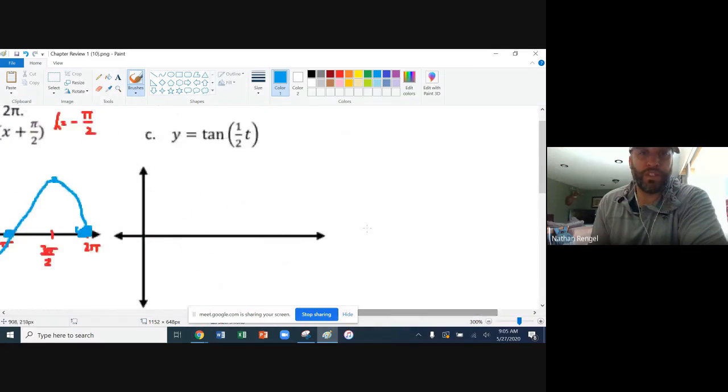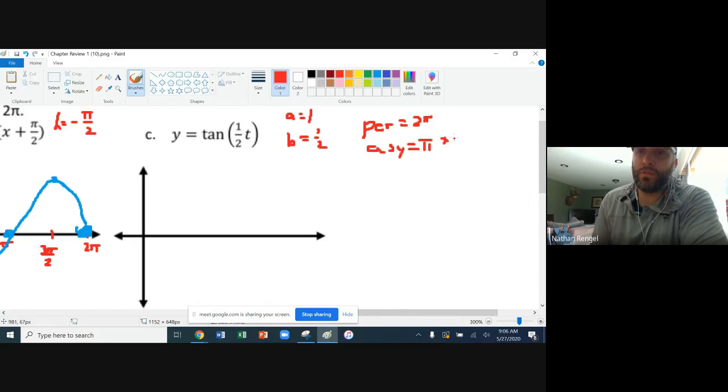All right, we'll finish up with C. So tangent 1/2 t, and t is just going to represent theta. So that means that our A is going to be 1, and our B is going to be 1/2, which makes our period pi over 1/2, which is going to be 2 pi. And lastly, that makes our asymptotes equal to pi plus 2 pi n. So every period will have another asymptote happening.